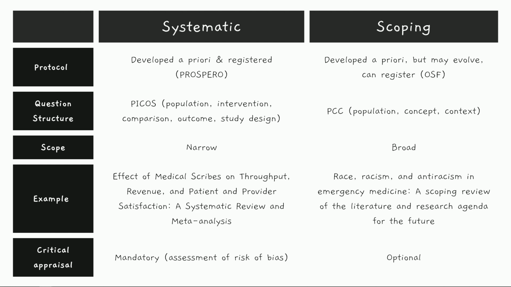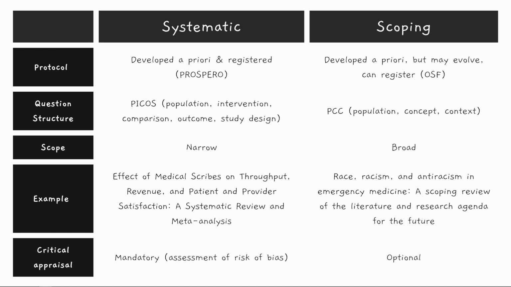Systematic reviews tend to follow more structured research questions, usually like the PICO format. So P for population, I for intervention, C for comparison, and O for outcomes, versus the scoping review that follows the population, concept, context structure for your research question. And you don't always have to have the population piece. So really concept and context are the focus. As I mentioned before, the systematic review is more narrow in scope, whereas the scoping review tends to be more broad.